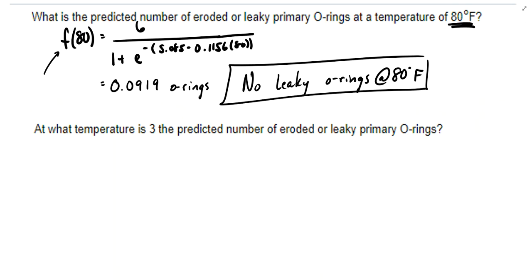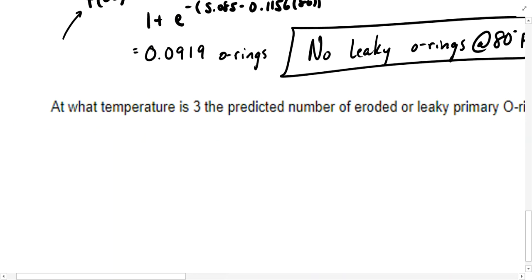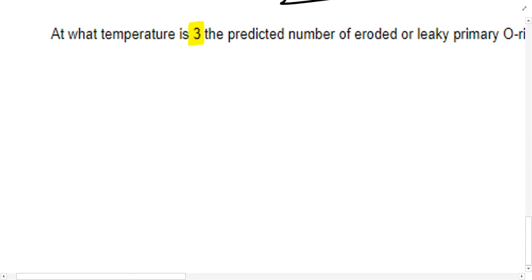Okay, so we know that there aren't any leaking at 80 degrees. But maybe there's heat from the engine that's going to surround this, and maybe the temperature can get much higher than 80 or 90 or even 100 degrees. And maybe we're worried when the temperature is high enough to produce 3 leaky or eroded O-rings. Maybe that's the failure point. We won't launch this shuttle if we think 3 or more are going to be eroded. So what is the X value? What is the temperature that's going to make that happen?